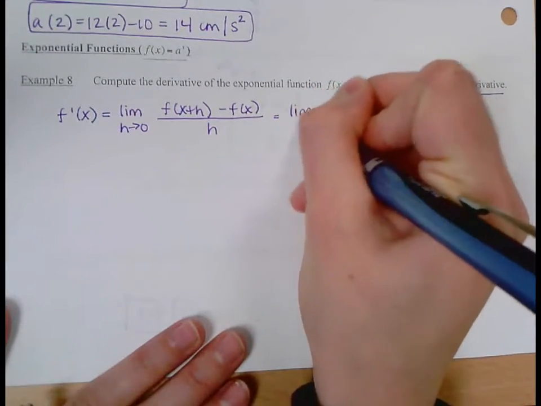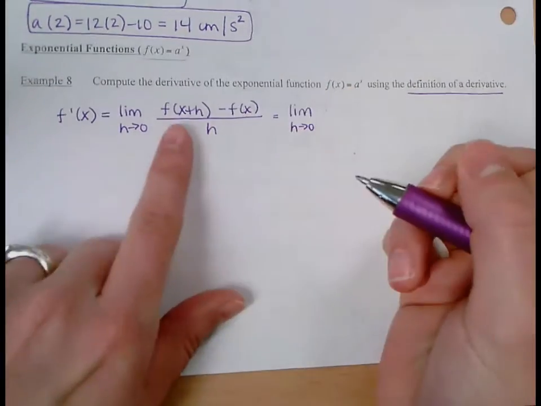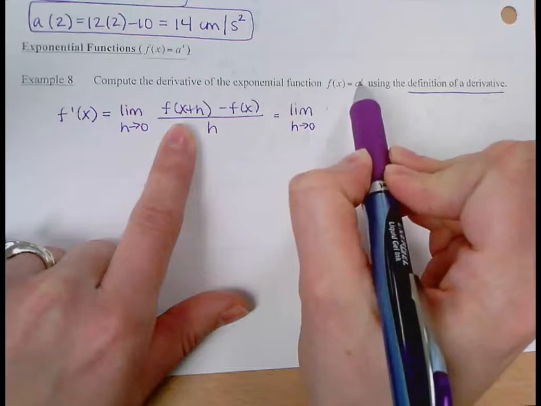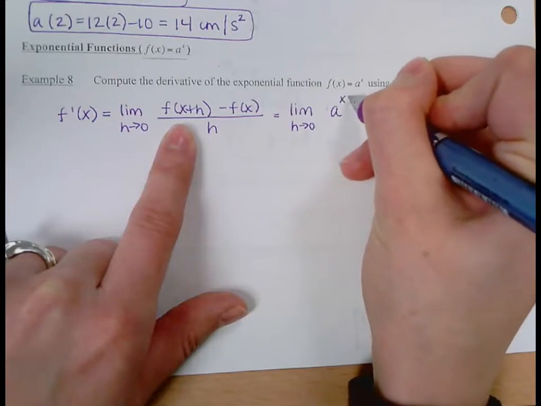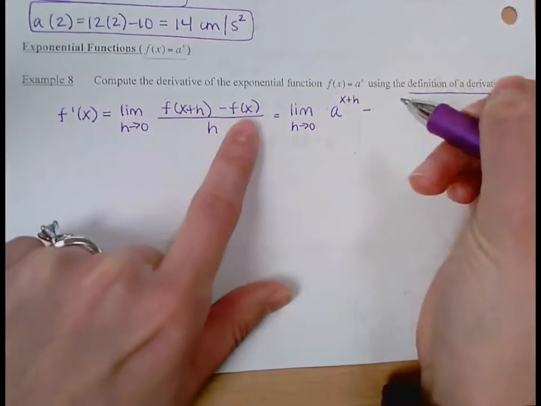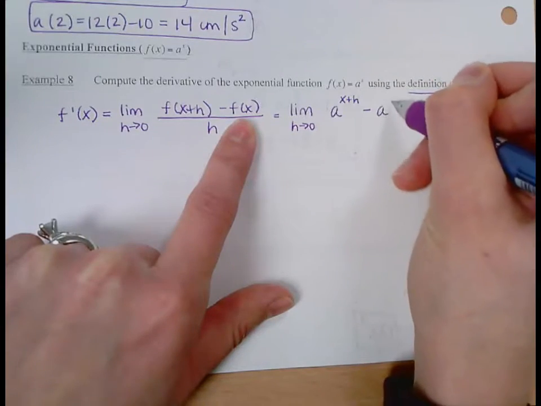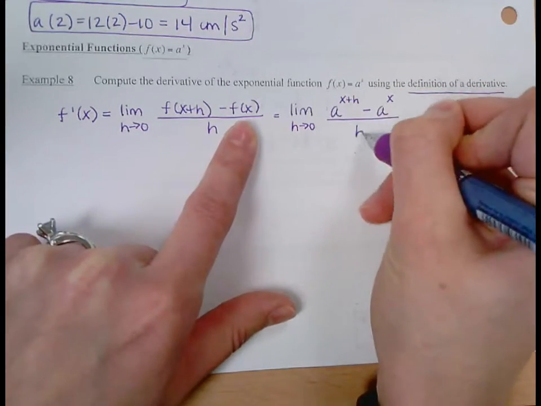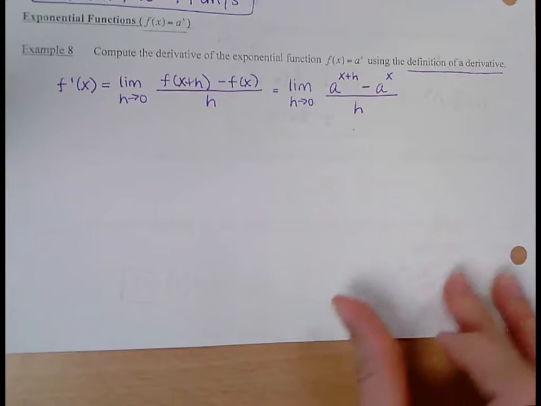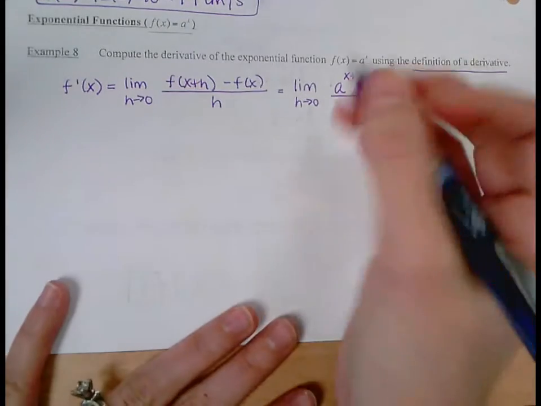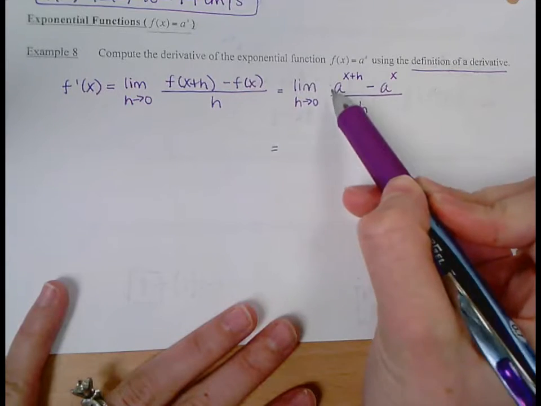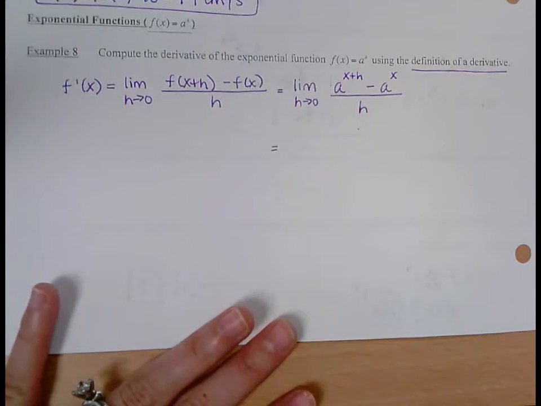So we have the limit as h approaches 0 of, so f of x plus h would be replacing the x, which is the exponent, with x plus h. So it would be a to the x plus h. And then minus f of x is just a to the x. And that's all over h. And then from here, we focus on rewriting some things. So first of all, what is a way that I could rewrite a to the x plus h using laws of exponents?